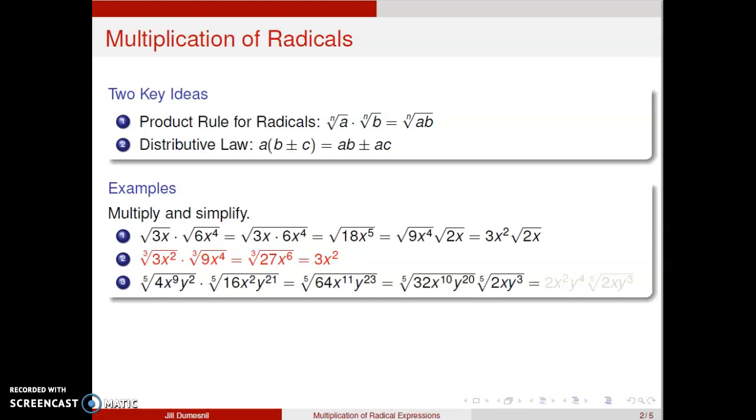Then we factor out perfect fifth powers to get the fifth root of 32 x to the 10th y to the 20th times the fifth root of 2xy cubed. Finally, we reduce: the fifth root of 32 equals 2, the fifth root of x to the 10th equals x squared, and the fifth root of y to the 20th equals y to the fourth.